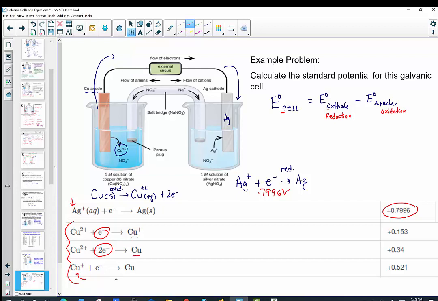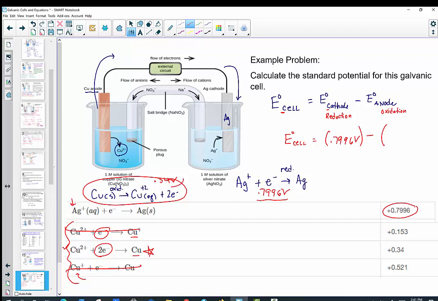What happened? Well, notice again, they're always written as reduction reactions. You just have to read it in the opposite order. This is what's occurring in this half cell. So the value there is 0.34 volts. Not this one, not this one. Make sure you're grabbing the correct half reaction. So the Ecell, at standard conditions, what's happening at the cathode, 0.7996 volts from the silver reduction, minus what's happening at the anode. That's the copper's value, 0.34.